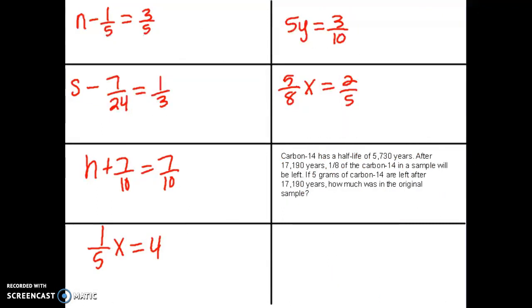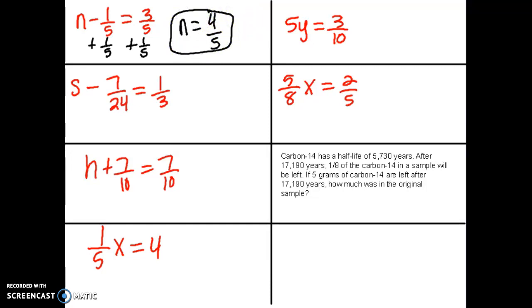All right, when you're solving one-step equations with fractions, it's just like you do with integers, just like you do with decimals, except you just have to use your fraction rules. When we're adding and subtracting fractions, we have to have a common denominator. So the first one, n minus 1/5 equals 3/5. My variable is n. I'm subtracting, so the inverse of subtracting is to add. I'm going to add 1/5 to both sides. My denominator is 5 and 5. I have the same denominator, so I keep my denominator and add my numerator. 3 plus 1 is 4. So n is 4/5.